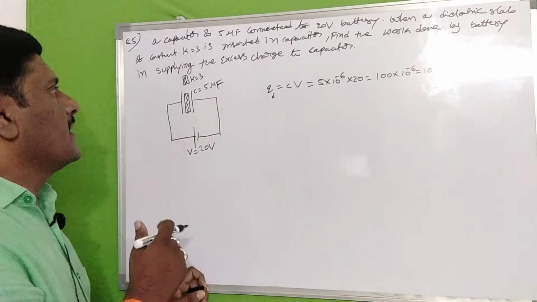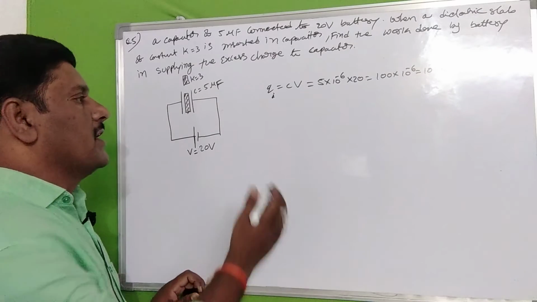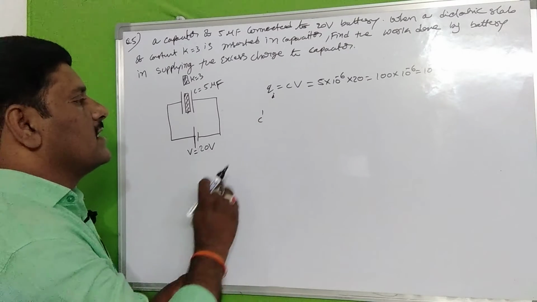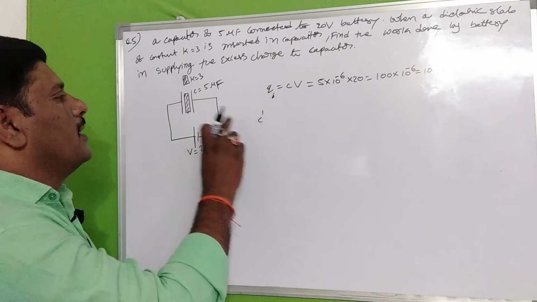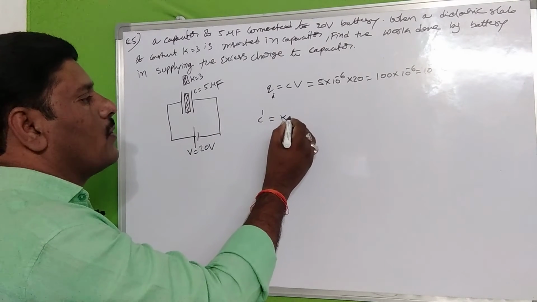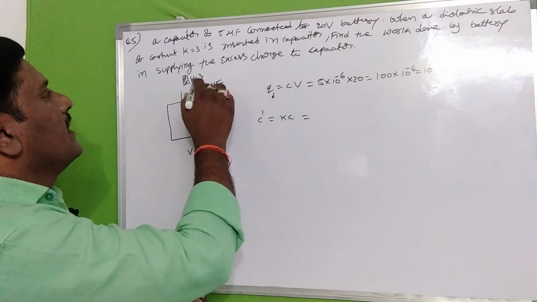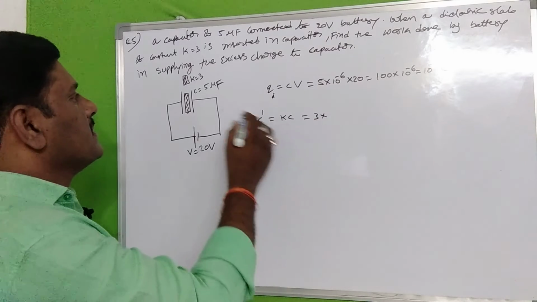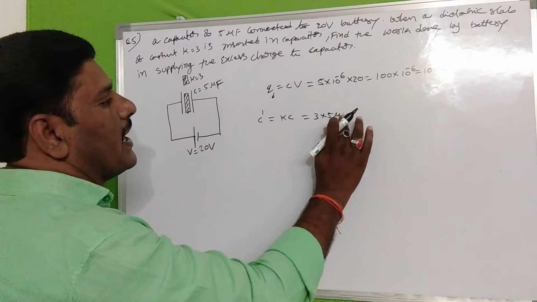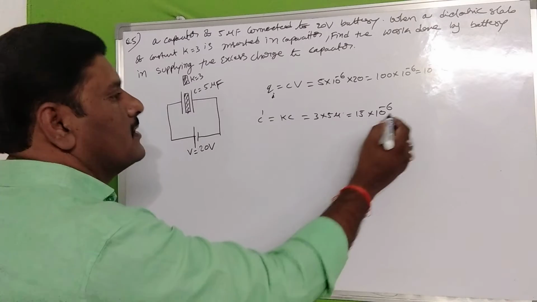Now after inserting the dielectric slab, the capacitance becomes K times larger. Already we know that from theory. So C dash is the capacitance of the plates after inserting the dielectric. We can write C dash equal to KC. According to the statement, K is 3 and C is 5 microfarads. So 3 into 5 is 15 into 10 power minus 6 farads.